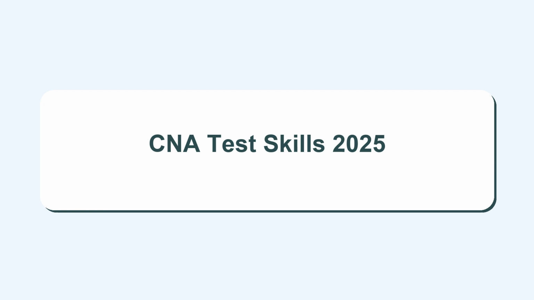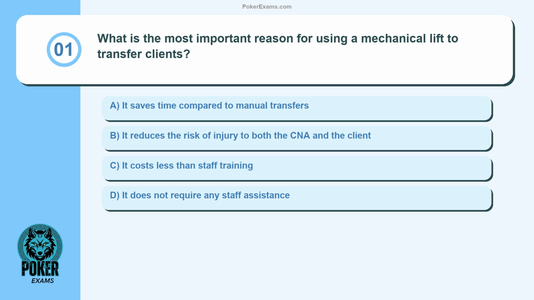CNA Test Skills 2025. Question 1. What is the most important reason for using a mechanical lift to transfer clients? It saves time compared to manual transfers. It reduces the risk of injury to both the CNA and the client. It costs less than staff training. It does not require any staff assistance.